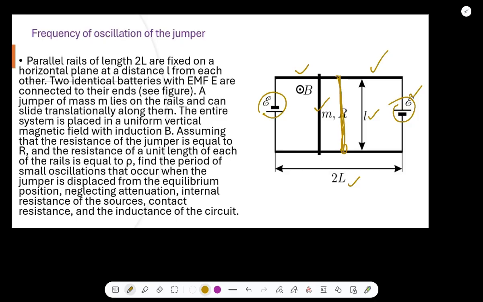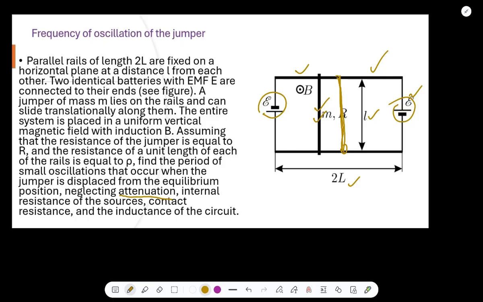But here comes the statement of the problem that says neglect attenuation. And when I tried to find what it means, I got that the EMF of the induction can be neglected when solving the problem. That means the EMF induced due to movement of this jumper, that is bound to happen, needs to be neglected when solving the problem.